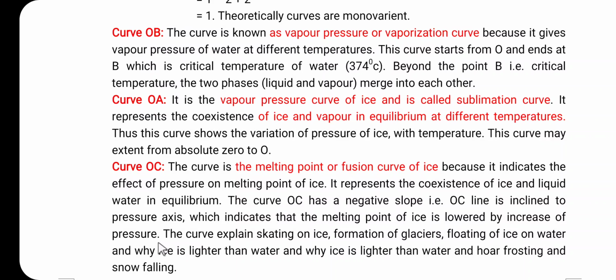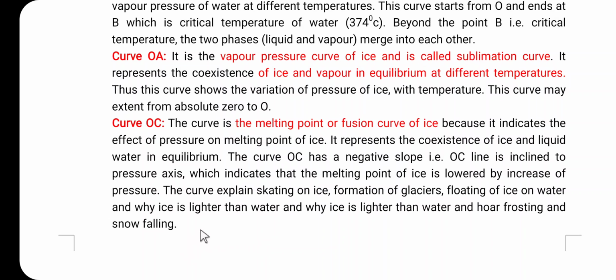The curve explains skating on ice, the formation of glaciers, floating of ice on water, and why ice is lighter than water, and also hoar frosting and snow falling. These can be explained with the help of the curve OC. So these are the three stable curves.